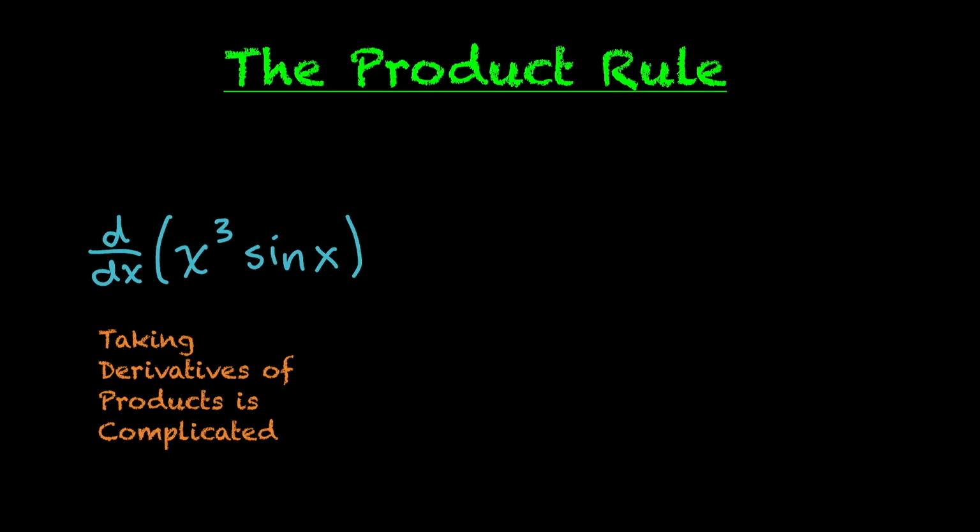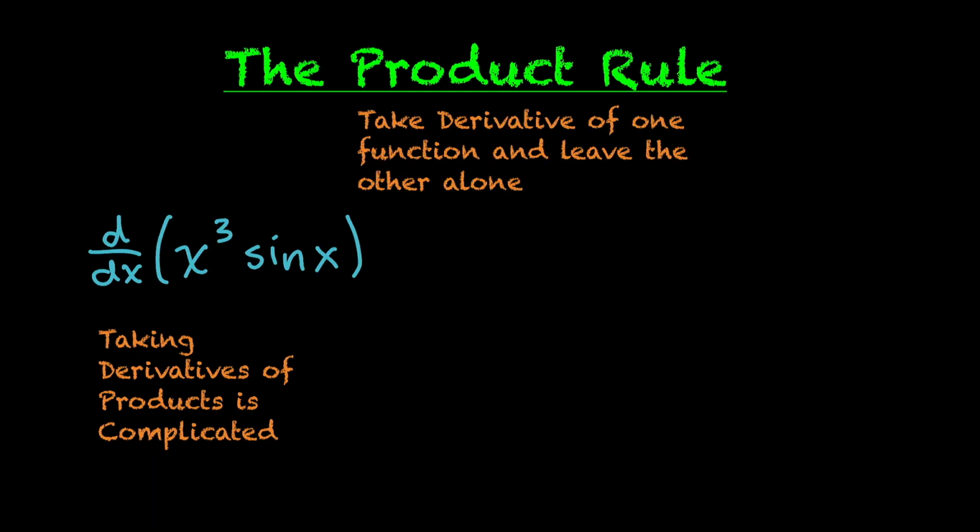Once we realize that, that'll put us on our toes and get us ready for the actual product rule. Now, the basic premise of the product rule is that we're going to take the derivative of one function and leave the other function alone. So in this case, I would start by taking the derivative of my first function, x cubed, which I'll write with prime notation. So there's the derivative of x cubed, and I'm going to leave my other function alone. I'm not going to take the derivative of it.